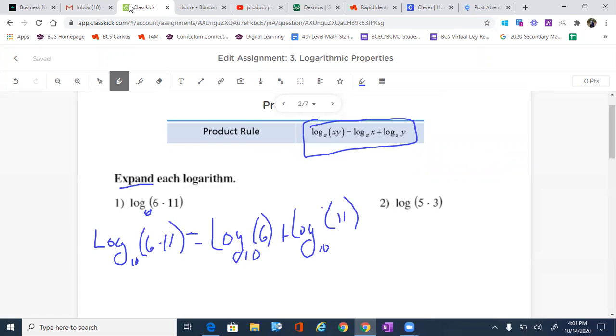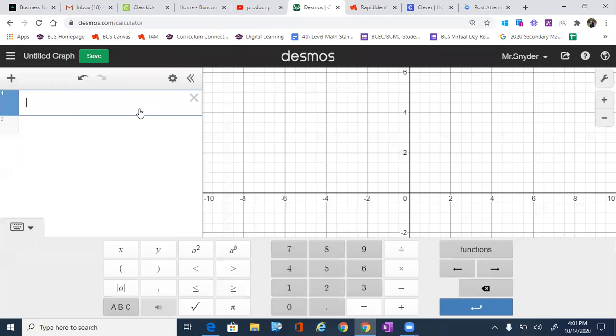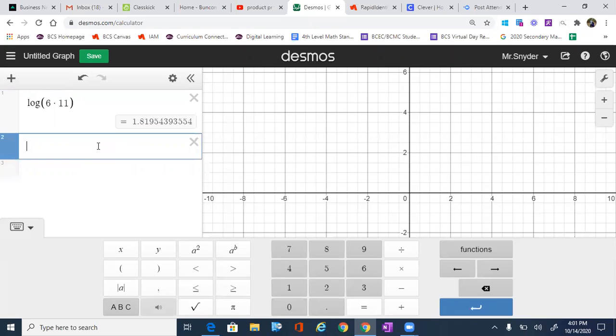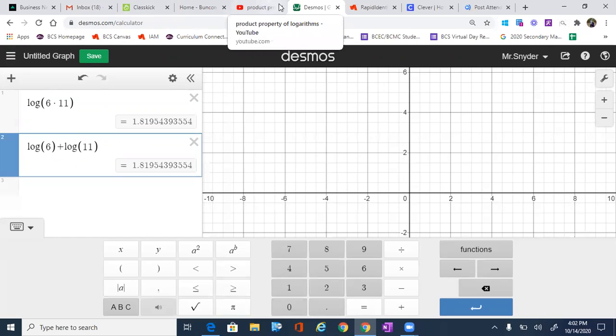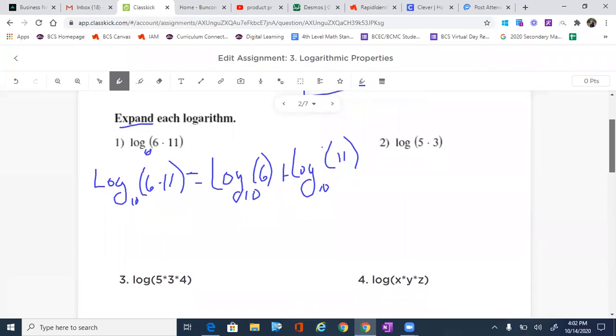Okay, let's go to Desmos. Let's check it out real quick and verify it. So the first thing we did was put in log base 10, which doesn't have to be typed in, of 6 times 11. That comes out to be 1.81. And now let's expand it. Log 6 plus log 11. It's always great to check our work. Let me change that to a 6 and check it out, 1.8195. It is exactly the same thing, okay?